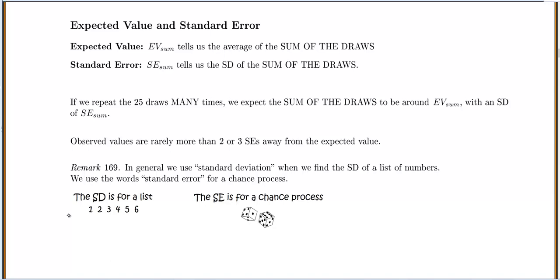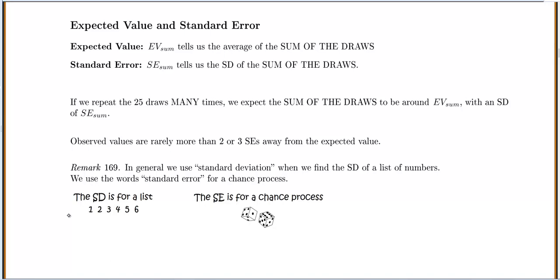So if we repeat our 25 draws many times, we're talking hundreds, thousands, hundreds of thousands of times, we expect the sum of the draws to be around the expected value with the standard deviation equal to the SE sum. And as a note, our observed values are rarely more than 2 or 3 standard errors away from the expected value.